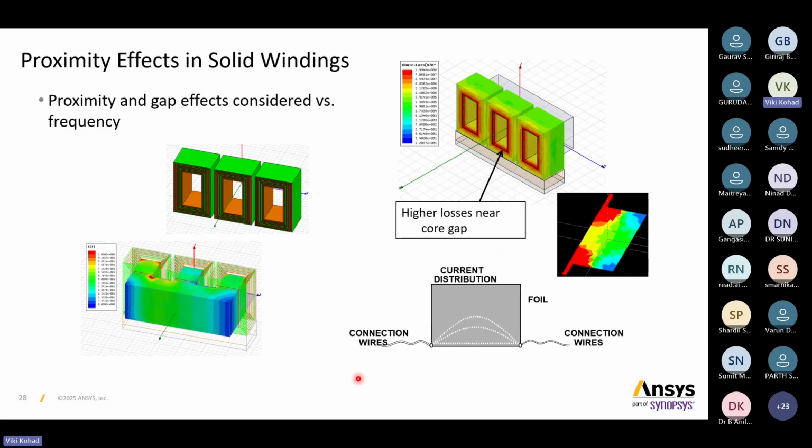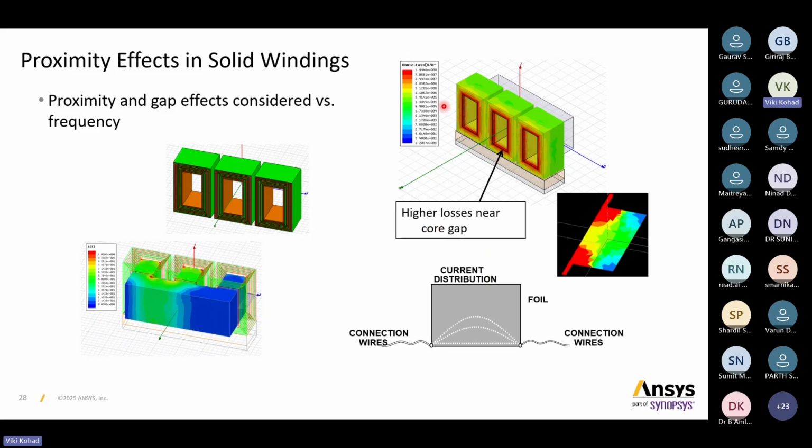The proximity effects in the solid windings: both options we have in Maxwell, whether you simulate with solid windings or standard windings. If you select the solid windings, you have to pick the number of conductors as 1, and if you are using the standard ones, you have to give the number of conductors you have for your winding, like 10, 20, whatever it may be.